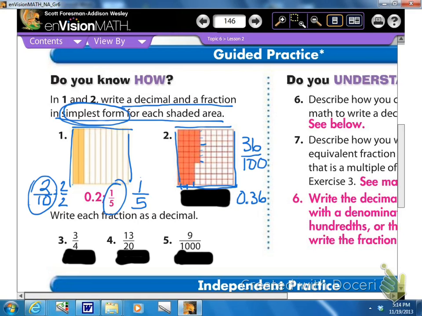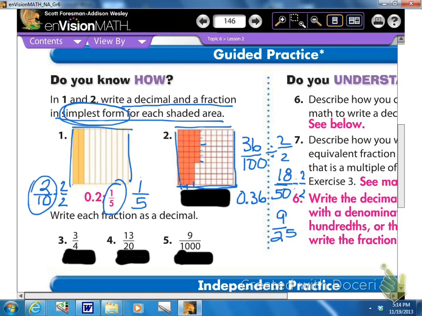But it isn't in simplest form. So I want to make sure that I divide, and let's go ahead and divide by 2 over 2. And that would get me 18/50ths. And I'm still not in simplest form. I can divide by 2 over 2 again, and that would give me 9/25ths. Now that would be simplest form.